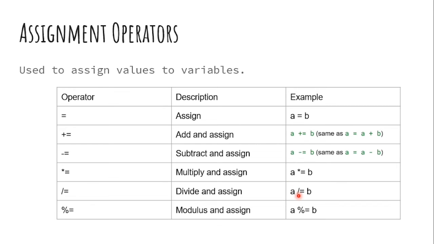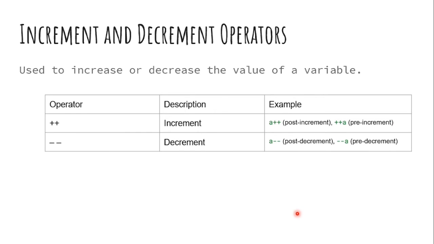And if we take a simple example where A is 6 and B is 3, after dividing both values, it becomes 2, and 2 will be assigned to A. And in modulus, it simply takes the modulus of the two values, then the answer is assigned to A. It's similar to this. That's the similar assignment operators.